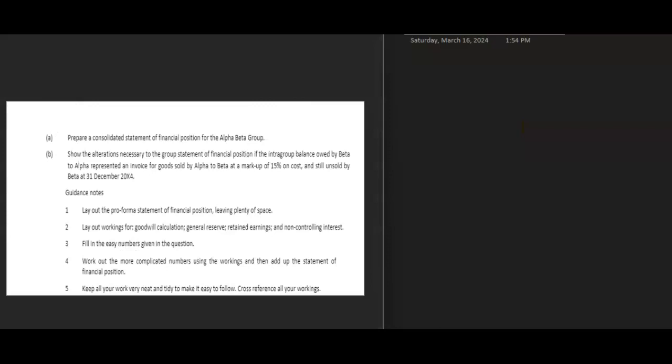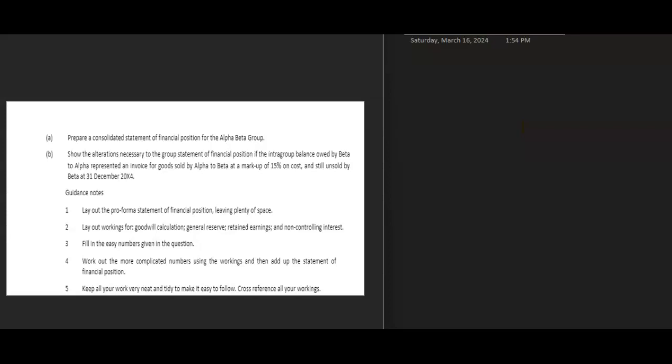Now we go directly into the question. This one is straightforward: prepare a consolidated statement of financial position for the Alpha Beta group. The second part is: show the alterations necessary to the group statement of financial position if the intragroup balance owed by Beta to Alpha represented an invoice for goods sold by Alpha to Beta at a markup of 15% on cost and still unsold by the end of the reporting period.